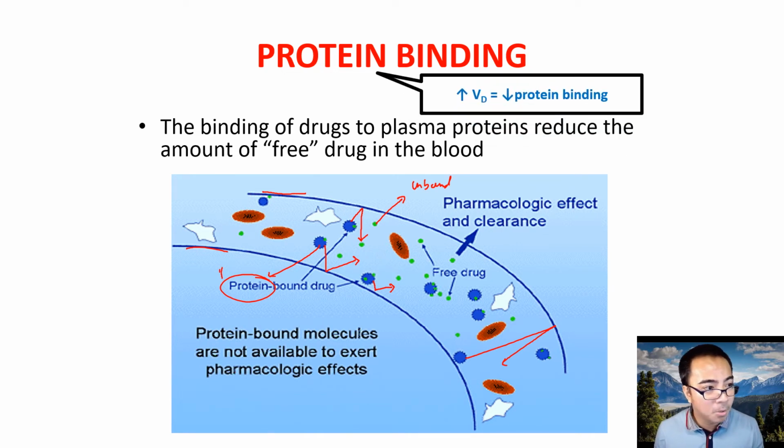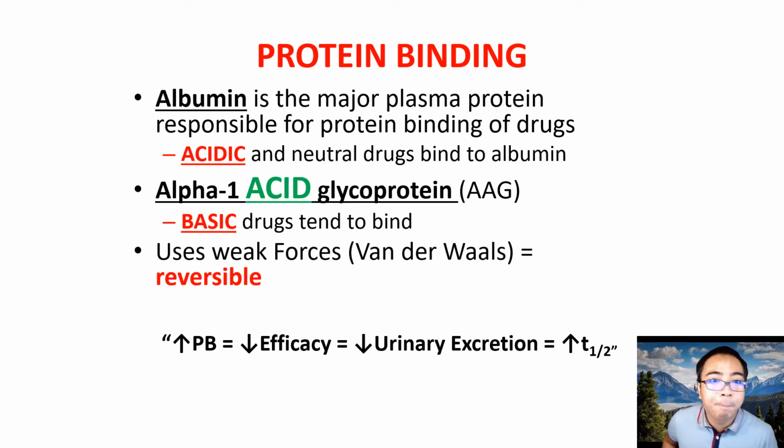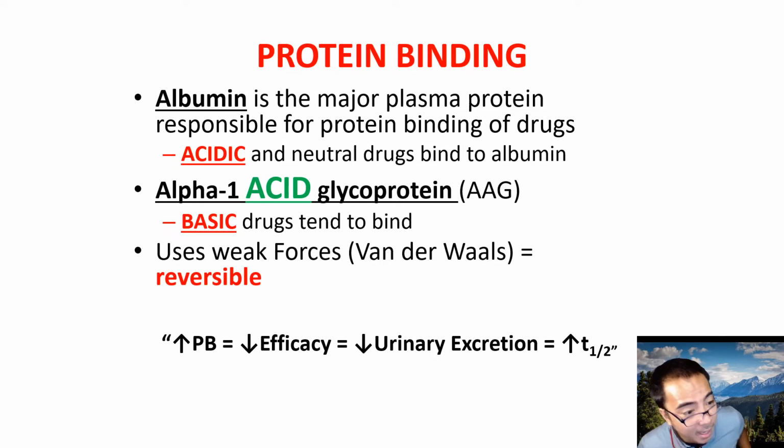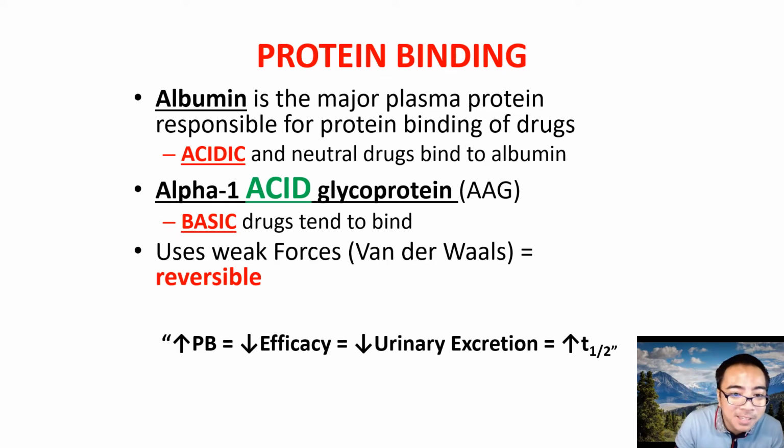Right? So, if a drug has high VD, meaning the drug is less protein bound. So what are the proteins that bind our drugs? We have two common proteins that bind drugs. We have albumin and alpha-1 acid glycoprotein. So albumin, class, being a basic protein, binds weakly acidic drugs. While for alpha-1 acid glycoprotein, obviously it's acidic, so it binds to basic drugs. So they usually use weak forces like van der Waals forces, and it's reversible.